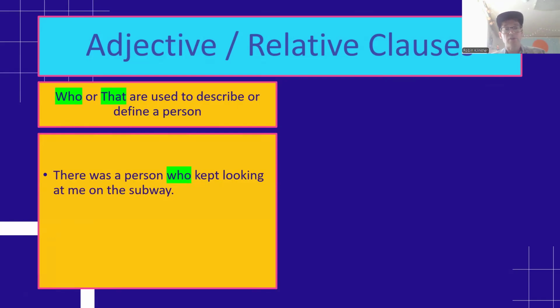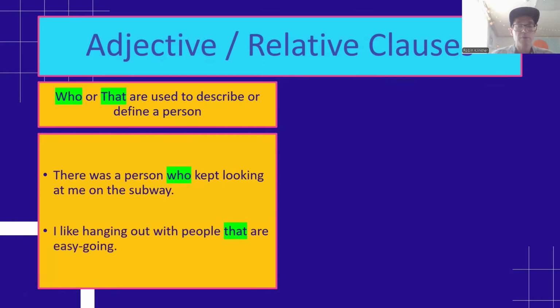There is a person, there was a person who kept looking at me on the subway. There was a person that kept looking at me on the subway. Both are okay. I like hanging out with people that are easygoing. I like hanging out with people who are easygoing. Now, if you just said there was a person on the subway, I like hanging out with people, not specific.